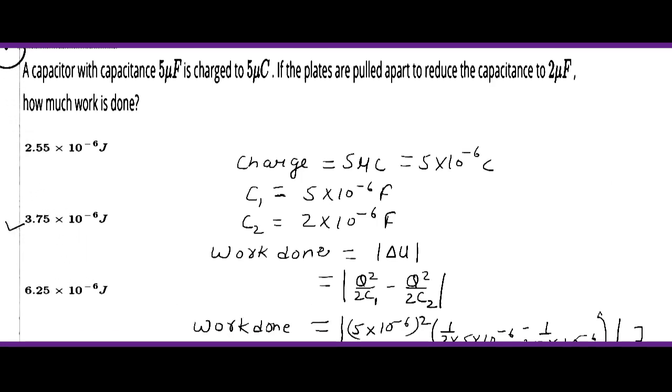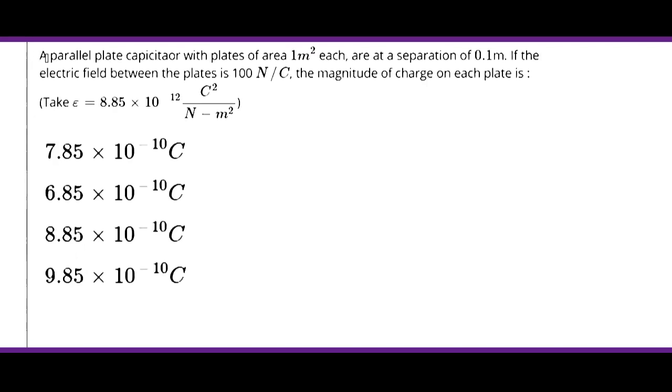Hello everyone, the question says that a parallel plate capacitor with plate area 1 meter square each are at separation of 0.1 meter. If the electric field between the plates is 100 Newton per Coulomb, the magnitude of charge on each plate is, taking epsilon equals to 8.85 into 10 raised to power minus 12.